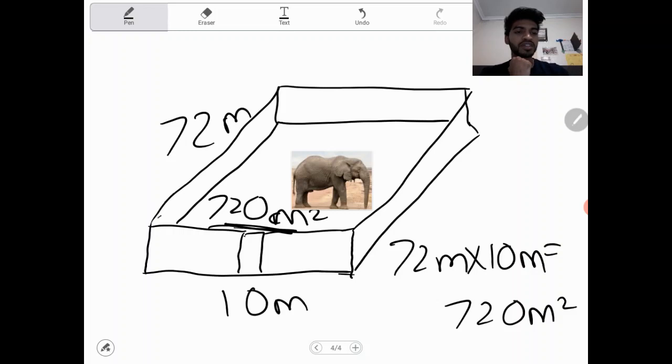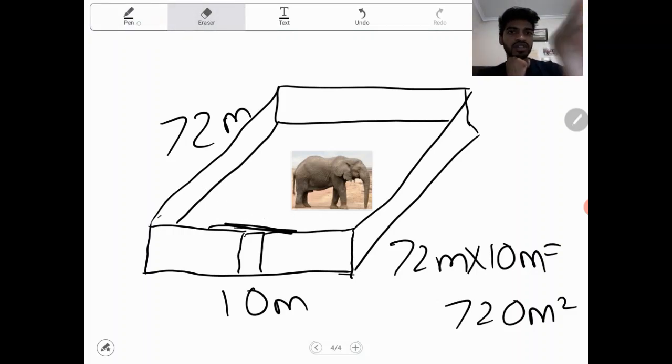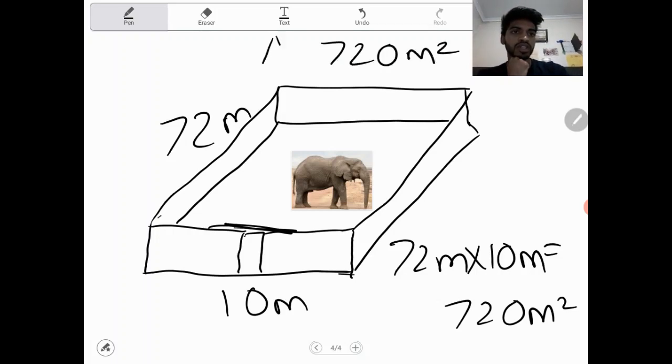You can be as artistic about it as you want. You don't need to mention the total area on the inside, you can mention it at the top. You could write A equals, make sure you label the length and the width.